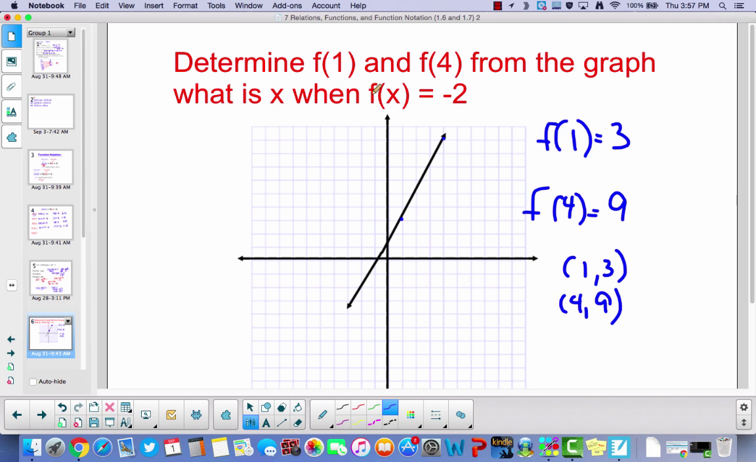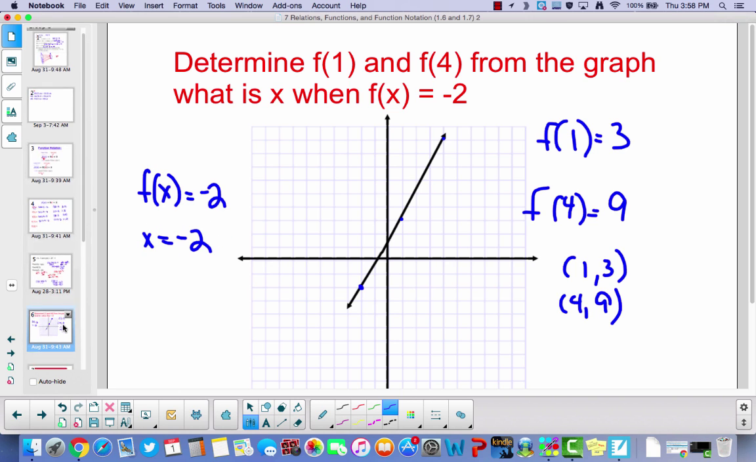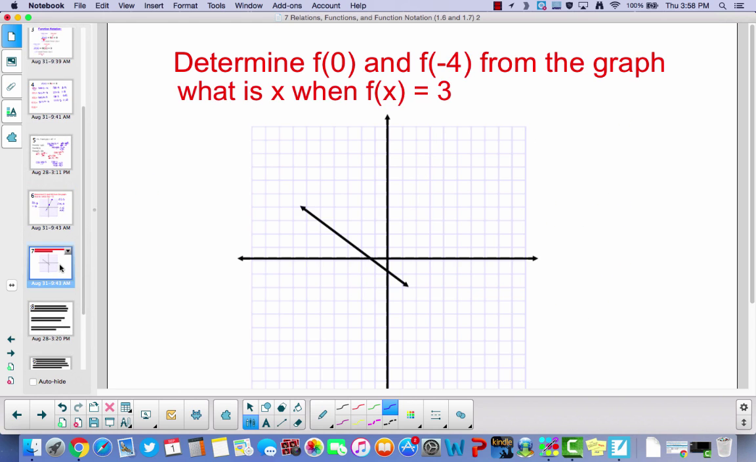How is this one different? Well, it says, what is x when f of x is equal to negative 2? So I need a y value of negative 2. Well, where is y negative 2? Right there is where my y is negative 2. What is my x value? So f of x equals negative 2 when x is negative 2. Okay. You try this one, please. Pause it here and try those.